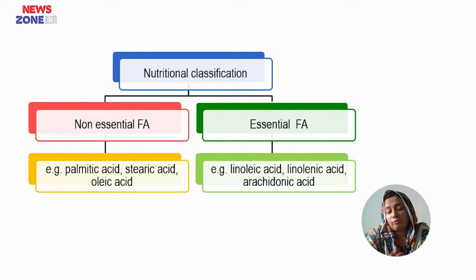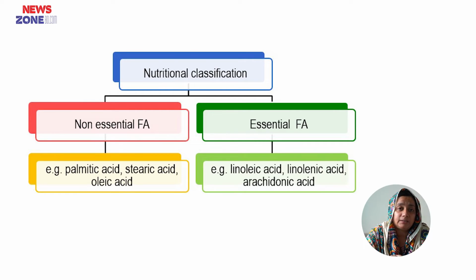There is another classification of fatty acid known as nutritional classification. On the basis of nutritional classification, we can classify fatty acids into two groups, essential and non-essential fatty acid. Essential fatty acids are those which cannot be synthesized inside our body, so they must be supplied through diet. That doesn't mean that only essential fatty acids are essential for our body. All fatty acids are essential, but because these cannot be synthesized inside our body, they are known as essential fatty acids. For example, there are three essential fatty acids: linoleic, linolenic and arachidonic acid.